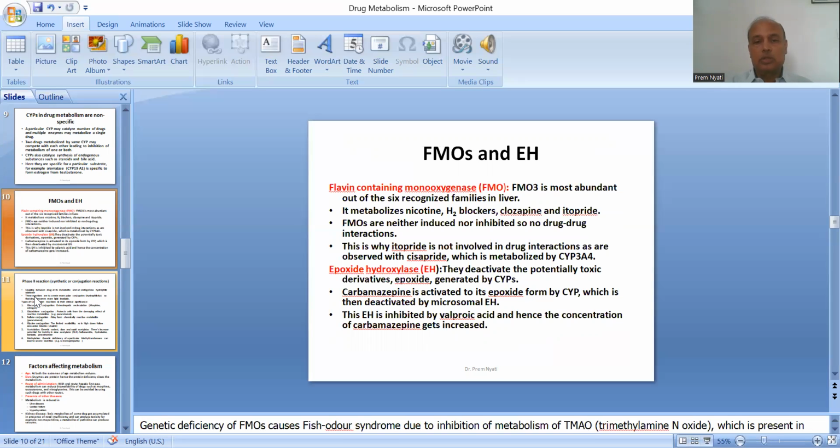Epoxide hydrolase deactivates the potentially toxic derivative epoxide generated by cytochrome P450. Carbamazepine is activated to its epoxide form by CYPs, which is then deactivated by microsomal EH. This EH is inhibited by valproic acid and hence the concentration of carbamazepine gets increased.